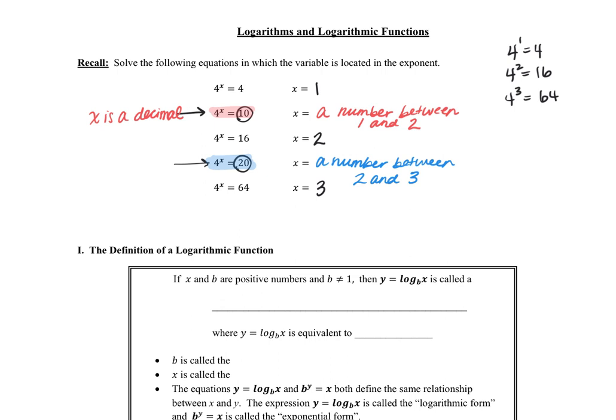So for equations such as 4 to the x power equals 10 and 4 to the x power equals 20, where we know the value of the exponent is some sort of a decimal, then we need to find an inverse operation for raising 4 to the x power. And that's exactly what a logarithm is. A logarithmic function is the inverse of an exponential function. And we'll explore that relationship a little bit more later. For right now, to put it simply, a logarithm is just an exponent. So let's define a logarithm a little bit more concretely and introduce this new notation.